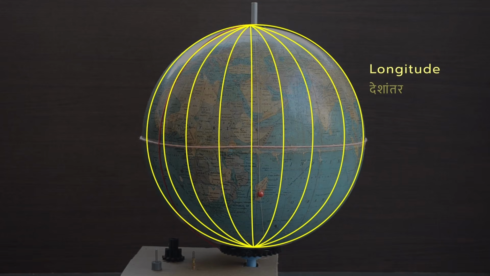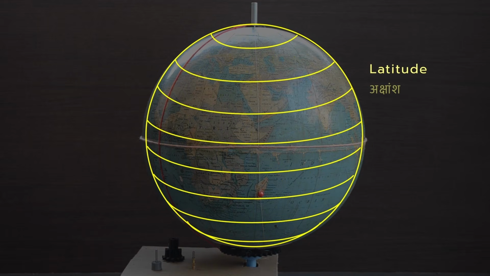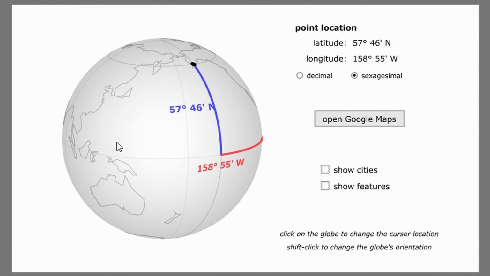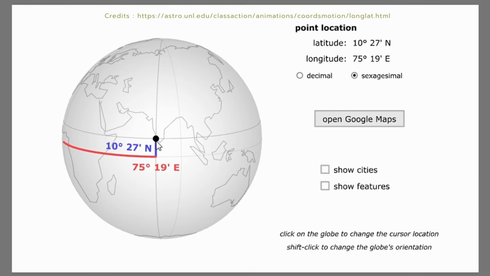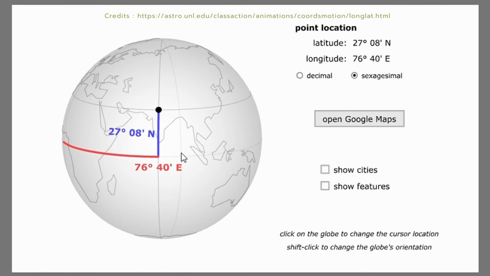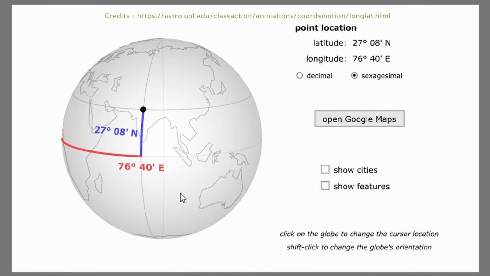The lines running north to south are called meridians or lines of longitude, while the lines running east to west are called parallels or lines of latitudes. The equator is considered as reference when measuring angle upward or downward. Now you know about the scheme used to point any location on Earth. You can take help of this simulation to know more about this mapping.